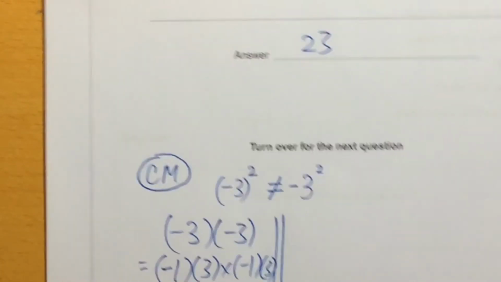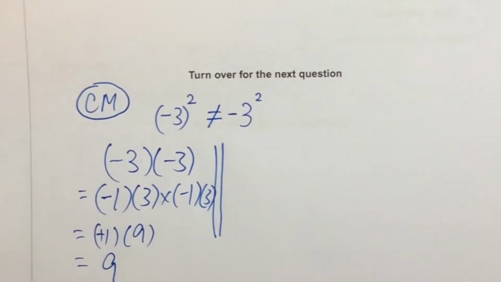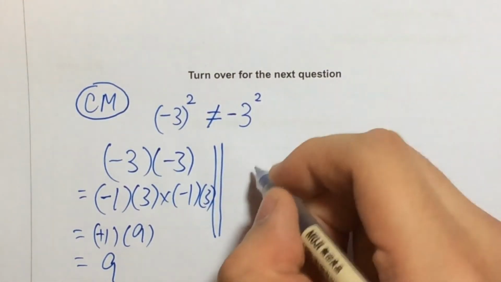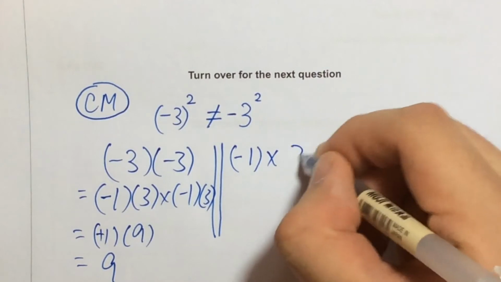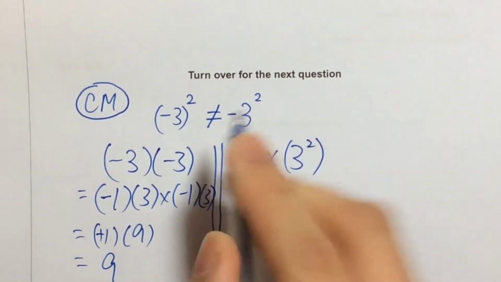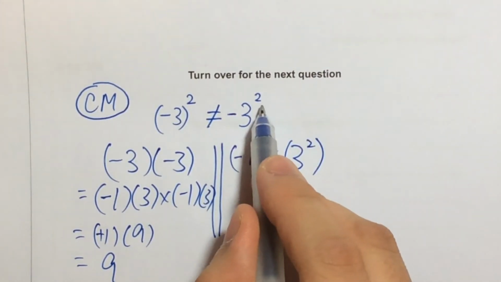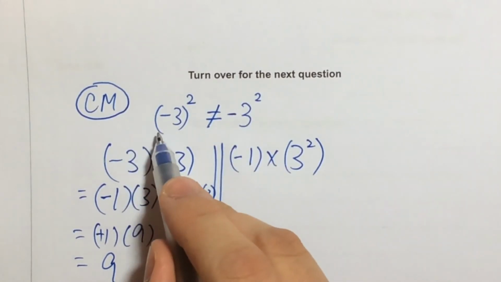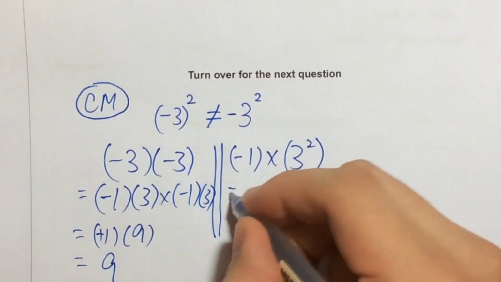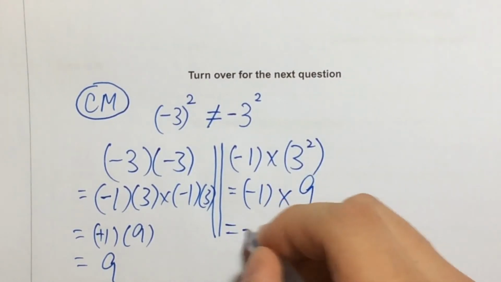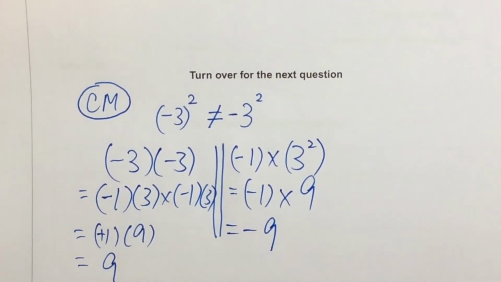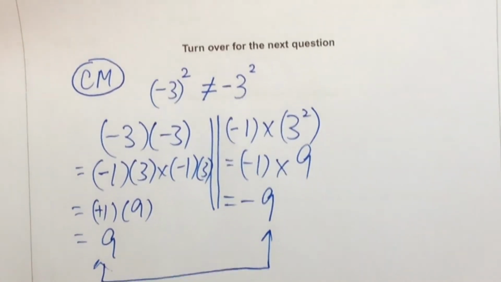And for this side, oh, actually I didn't show it, sorry. For this side, we're actually saying it's -1 times 3 squared. So the negative has nothing to do with the square because I didn't bracket it in any way, just like this side. The -1 stays outside. 3 times 3 is 9, so your answer is -9. So these answers do not equal, so be careful of this.